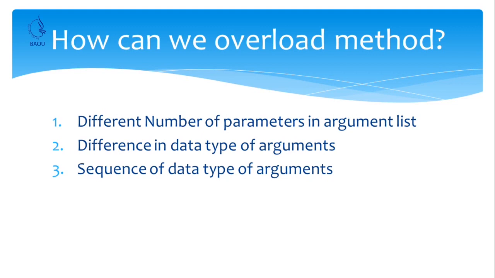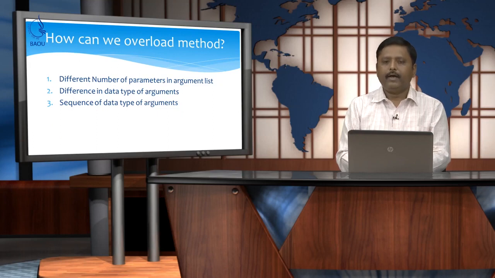The second case is a difference in the data types of arguments. Suppose two methods have the same number of parameters. At that time, the compiler may get confused about which method to execute. In that case, what we can do is have a different data type for method overloading. The number of parameters is the same, but since the data type of the argument is different, it is again easy for the compiler to choose which method to execute when the arguments are supplied.